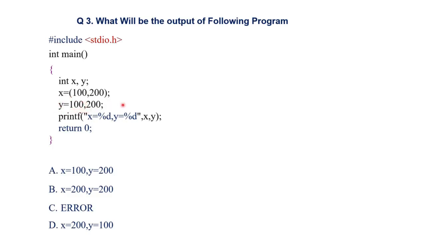That means with this statement 100 will be stored in variable y, and with the next printf function the values of x and y will be displayed, like x equals value of x, that is 200, comma y equals value of y, that is 100. So by this printf function the output will be x equals 200, y equals 100. So hence the output of this program is D.